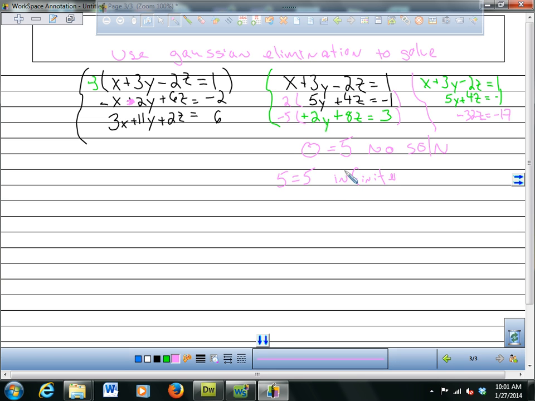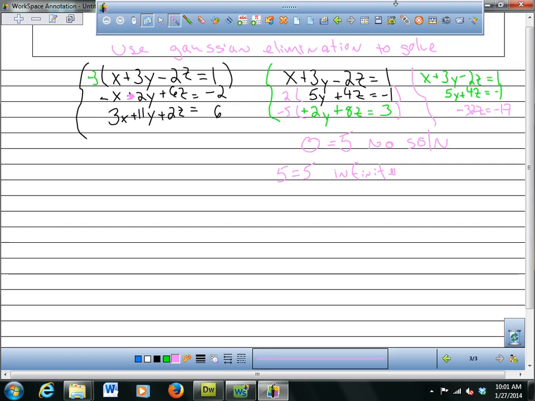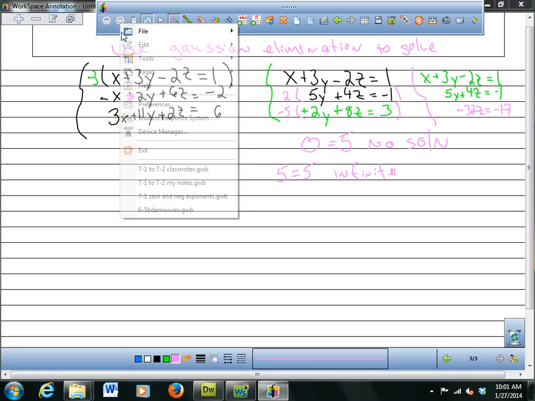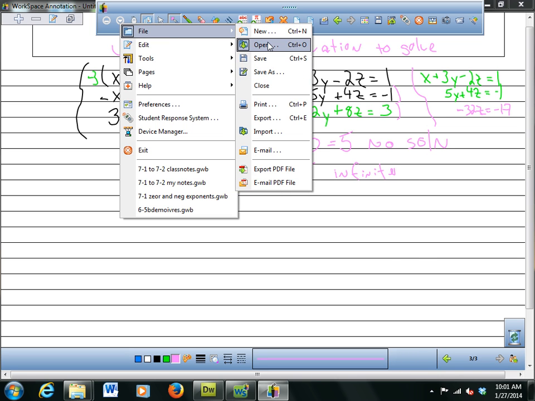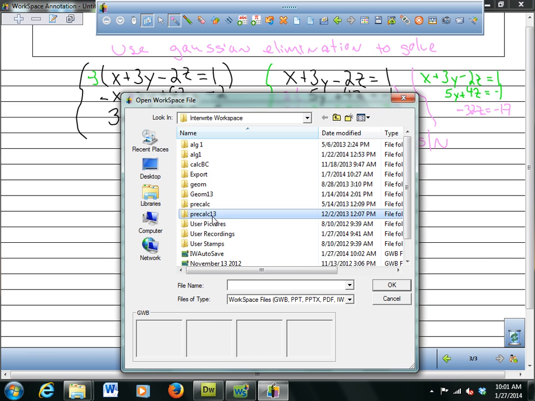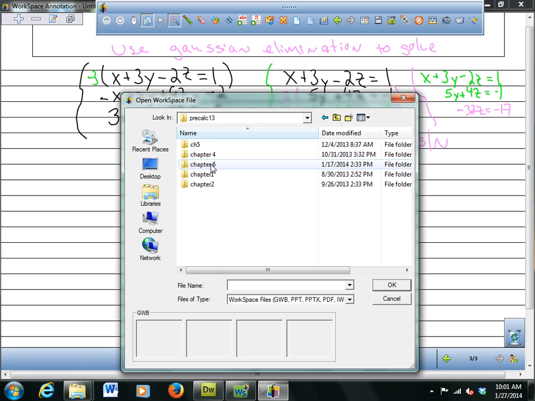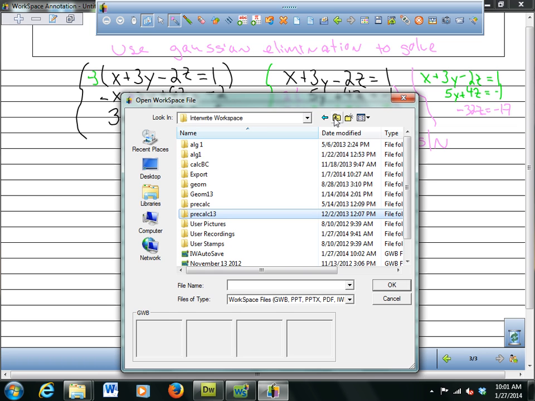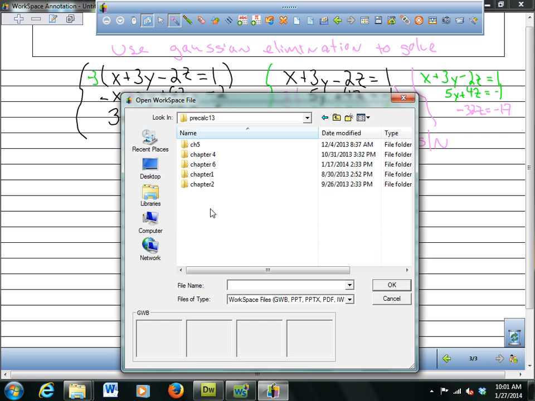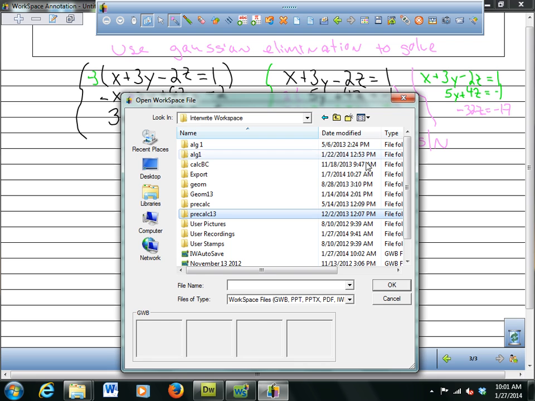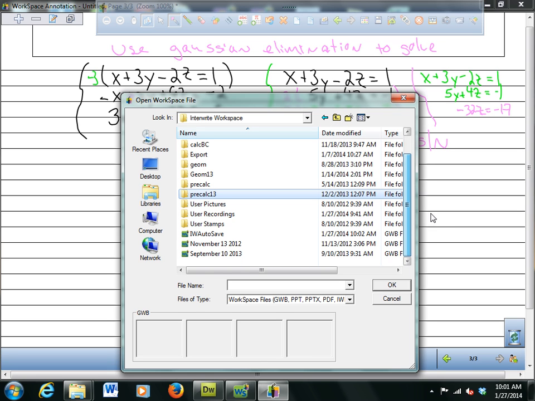And as long as I have it up, I'm going to open it up to show you. It's in your book, but I think I made a copy of it. File, open, hopefully pre-calc chapter 6. Pre-calc 13. Where's... I can't find it. Pre-calc. Maybe I have to do this.